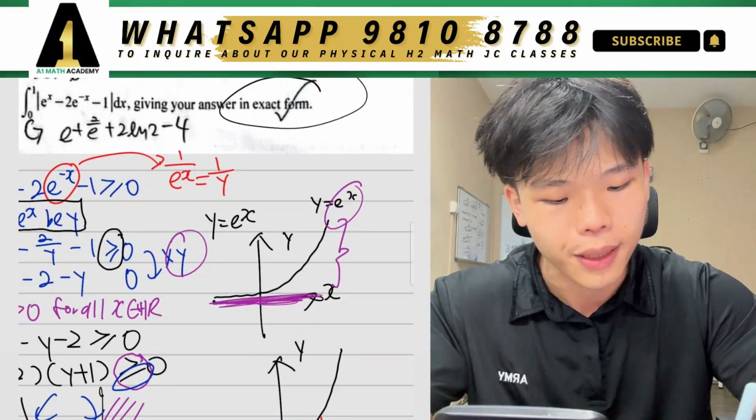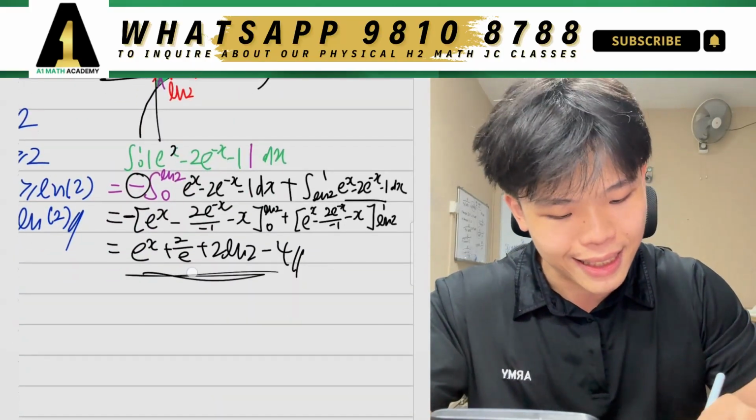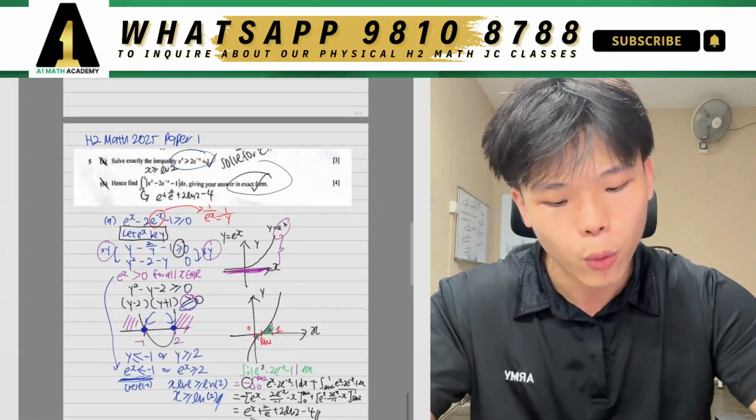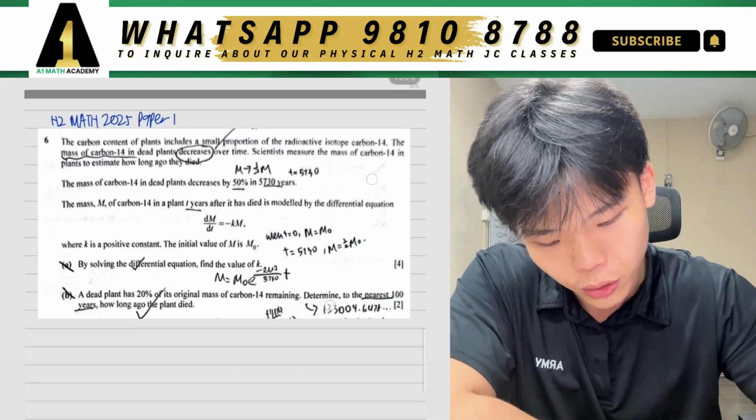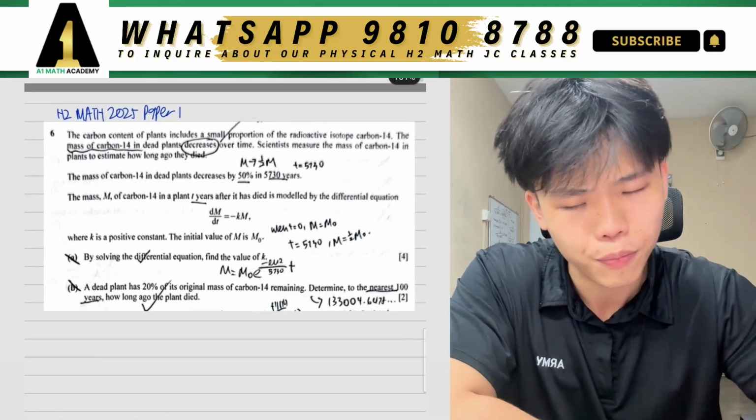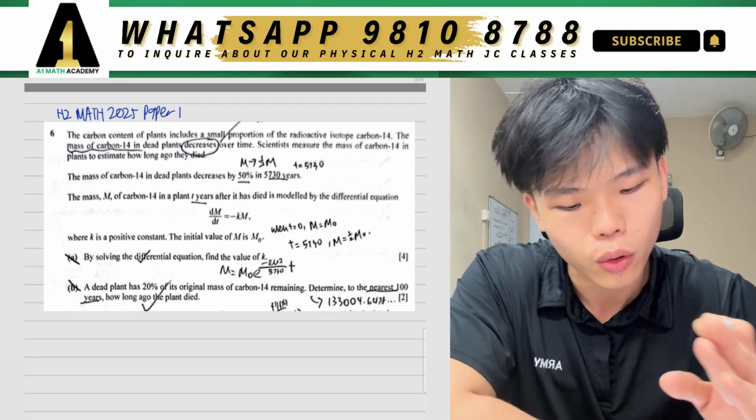And since our answer must be in the exact form, we will leave it in exactly the exact form. So this is how we tackle H2 Math Paper 1, question 5 over here. Now let's look at this question over here. This question has quite a bit of context, so feel free to pause to read it.